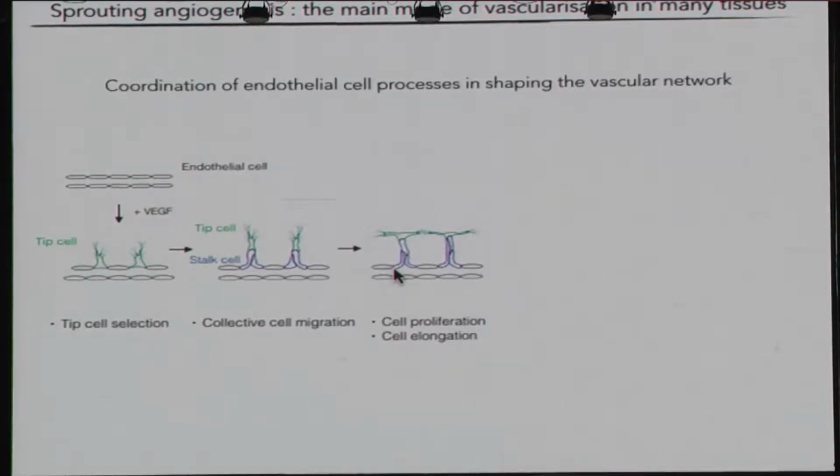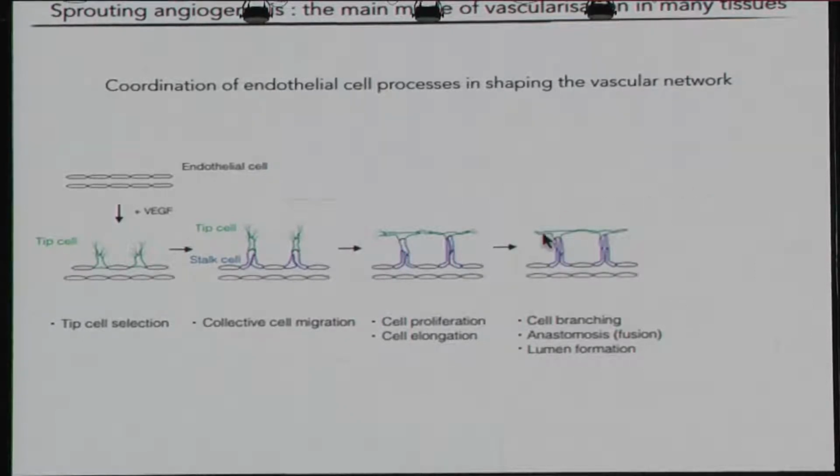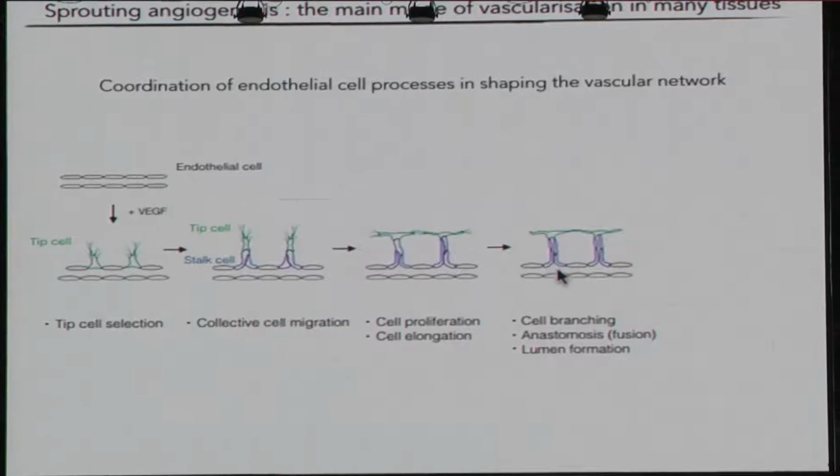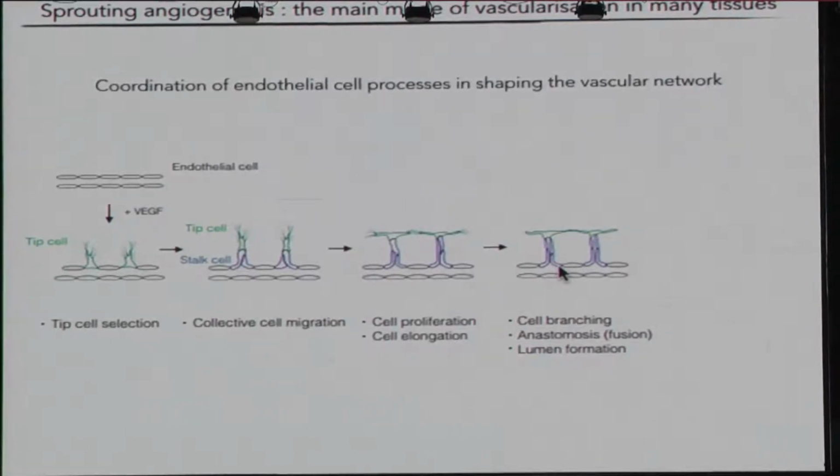For example, they elongate. In order to form an interconnected vascular network, endothelial cells need to branch and also anastomose, or fuse. Concomitant to that, endothelial cells need to form a lumen through which blood can flow. And then, of course, the blood vessels need to be stabilized: endothelial cells establish cell-cell junctions, deposit basement membrane, and perivascular cells surround endothelial cells.